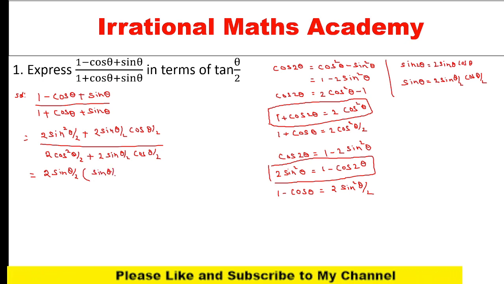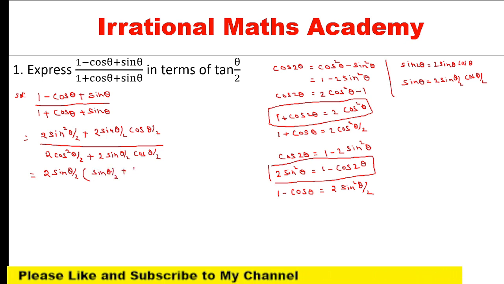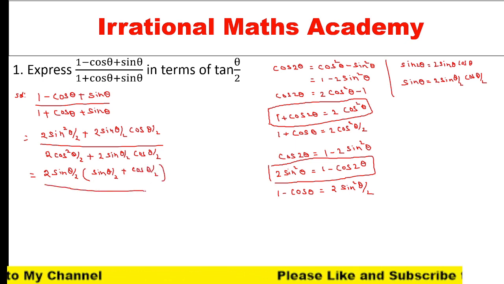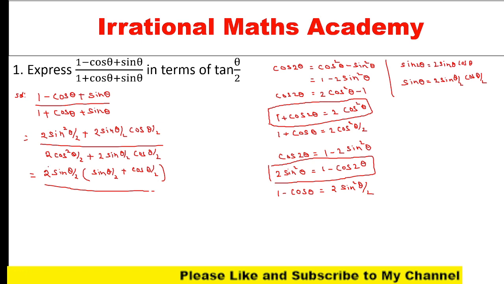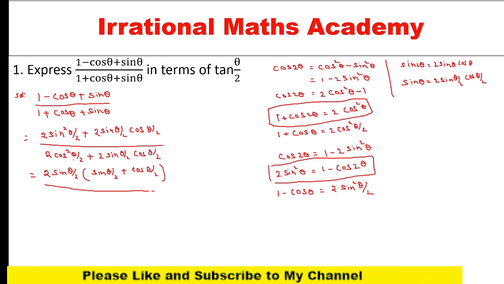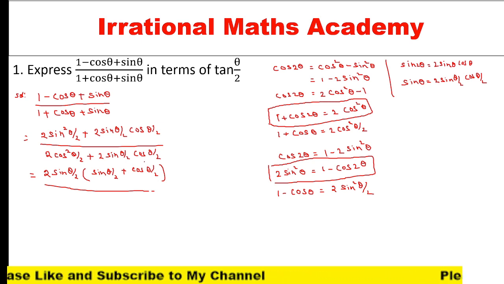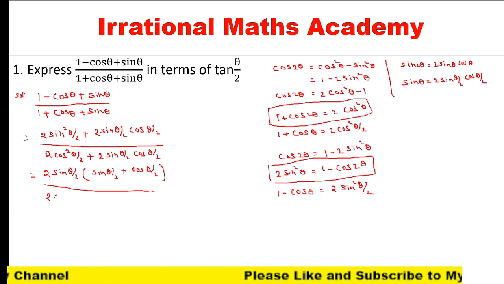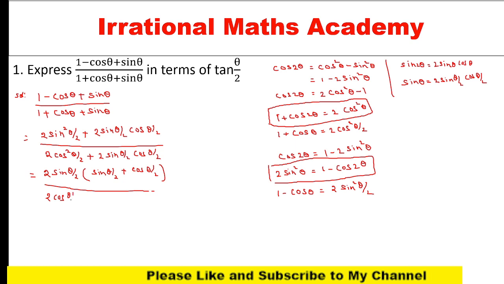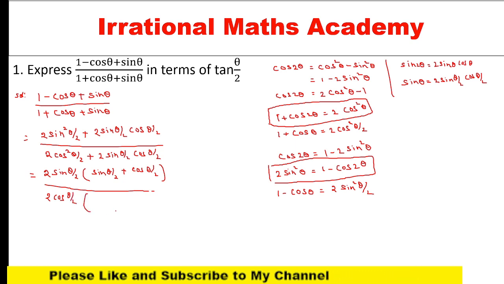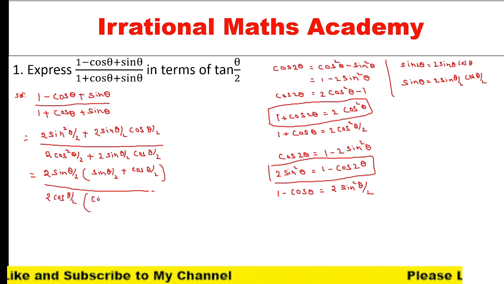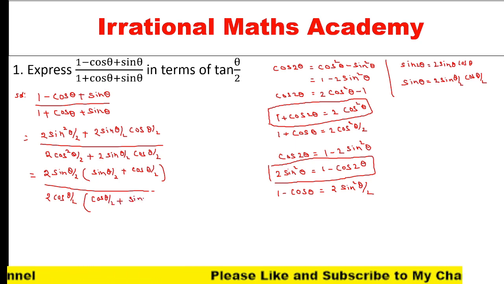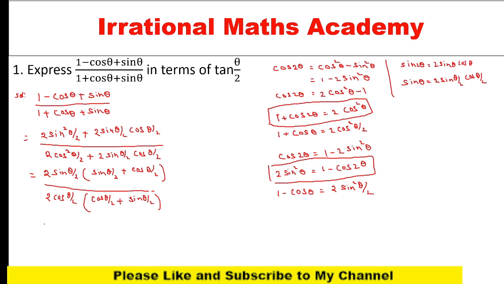Sin theta by 2 plus cos theta by 2. Similarly, in the denominator also, we have 2 cos square theta by 2 here, and here 2 cos theta by 2 is there. So I can take 2 cos theta by 2. If I take 2 cos theta by 2, I'll be left with what? Cos theta by 2 plus sin theta by 2.